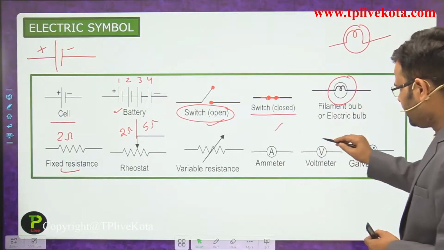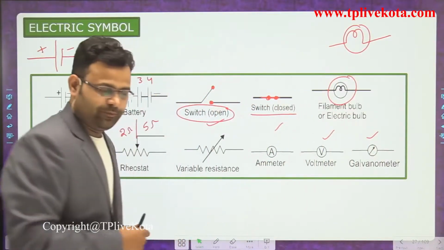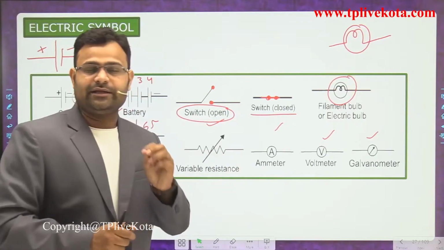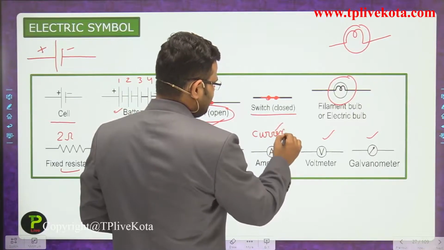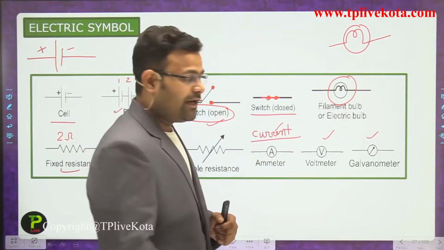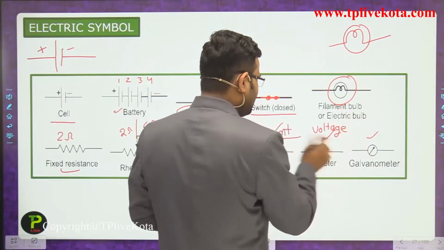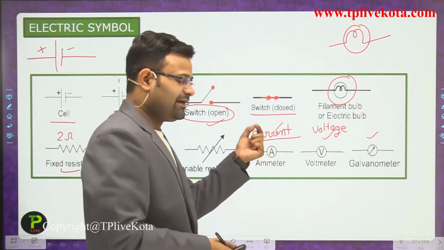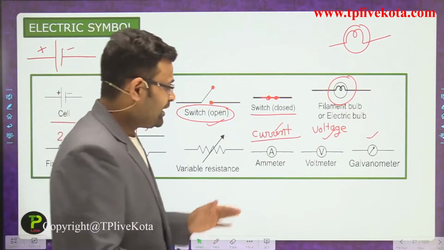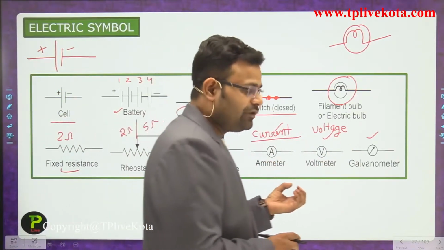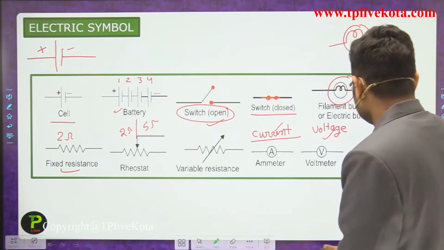Next are the instruments. First one is an ammeter, second is a voltmeter, third is a galvanometer. The ammeter is used to measure the value of current, and the voltmeter is used to measure the value of voltage. Both are measuring quantities. The first measures current values and the second measures the voltage across any equipment. The third one is a galvanometer. The galvanometer shows the direction of a current.